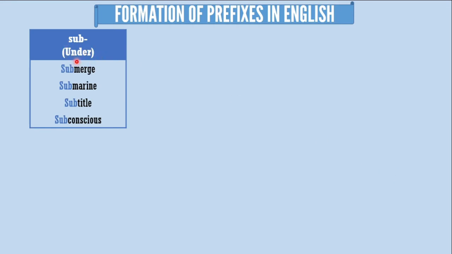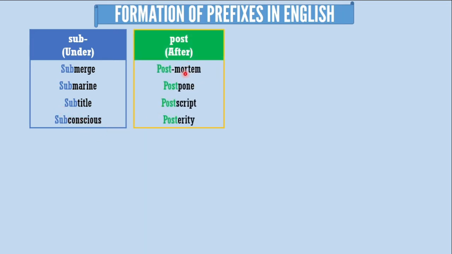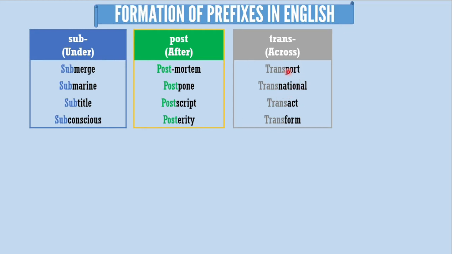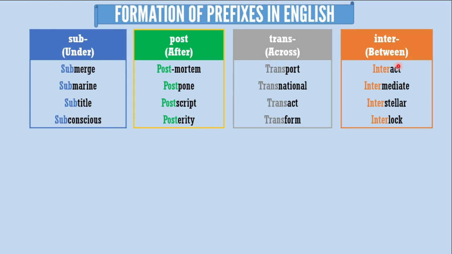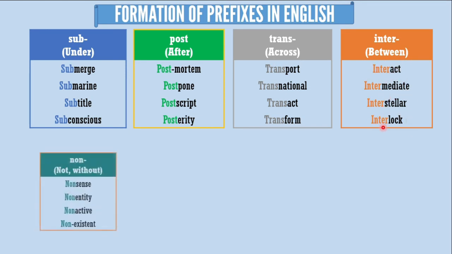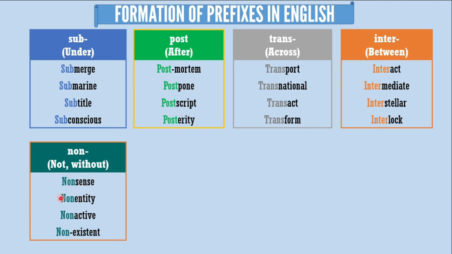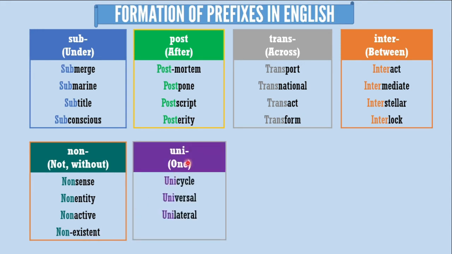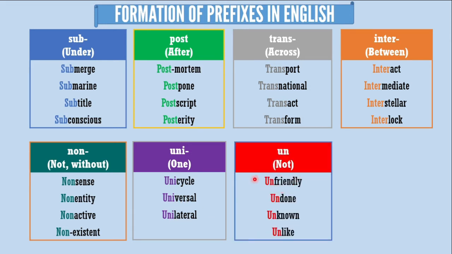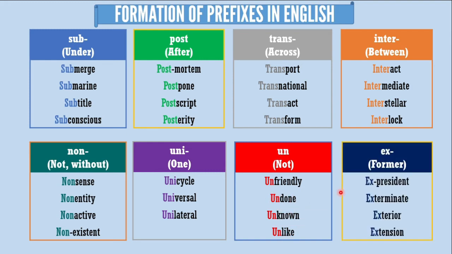Here is the more example of formation of prefix in English. Sub, that means under: submerge, submarine, subtitle, subconscious. Post, that means after: postmortem, postpone, postscript, posterity. Trans, that means across: transferred, transnational, transact, transform. Inter, that means between: interact, intermediate, interstellar, interlock. Non, that means not or without: nonsense, non-entity, non-active, non-exist. Uni, that means one: unicycle, universal, unilateral. Un, that means not: unfriendly, undone, unknown, unlike. Ex, that means former: ex-president, exterminate, exterior, extension.